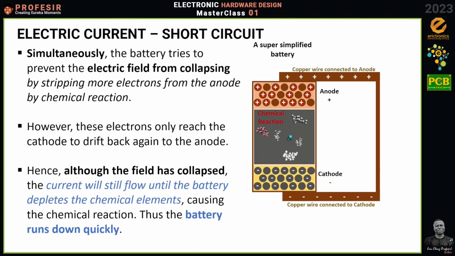The reason why electrons still flow even though the field has collapsed is because the battery tries to keep the field, and the electrons that are released keep drifting away. So those electrons are what we still measure whilst the field has even collapsed, right? And why does the battery run down quickly when there is a short circuit? It is because the battery tries to keep up or sustain our field by causing more chemical reactions, and in the course of that, it depletes the chemical element that causes the reaction to proceed.